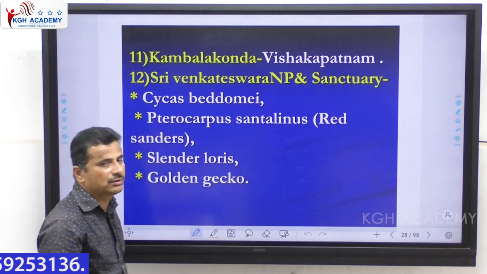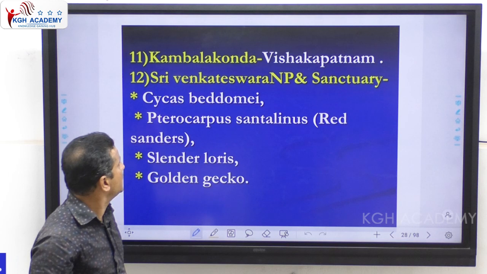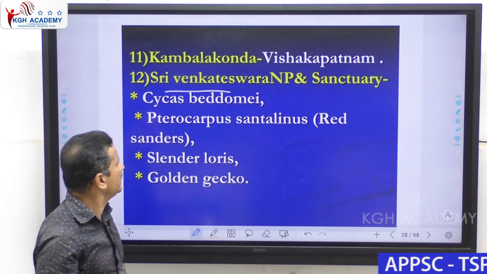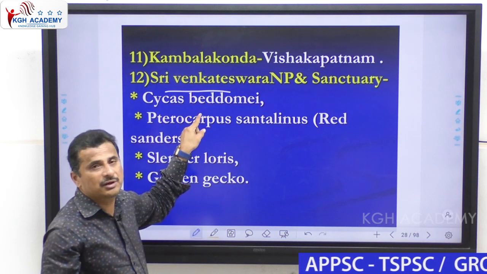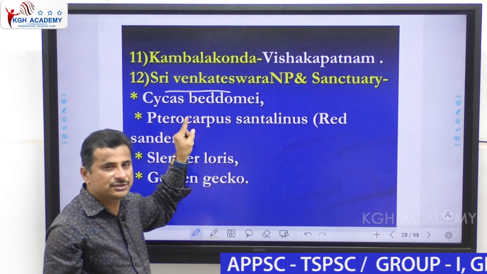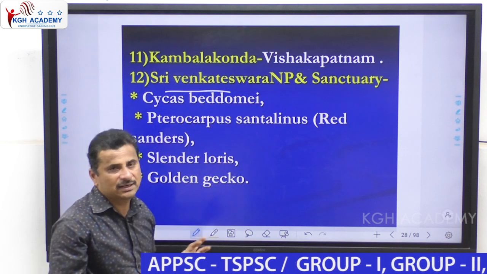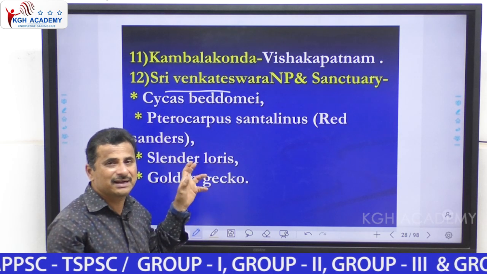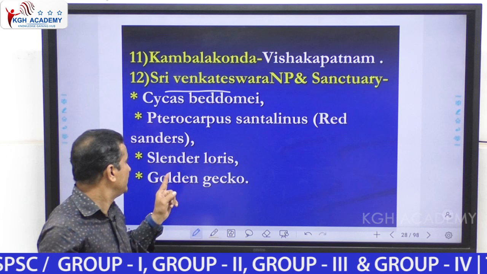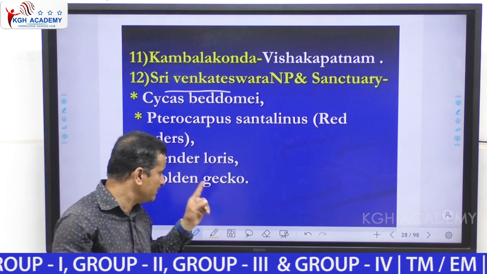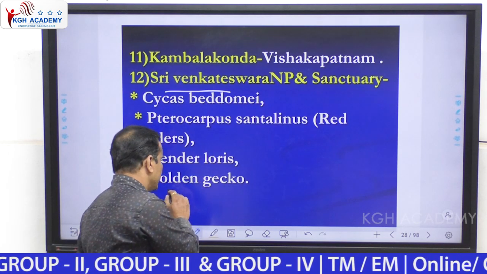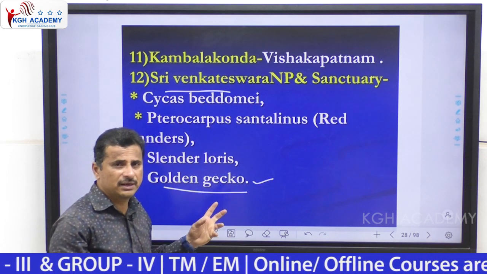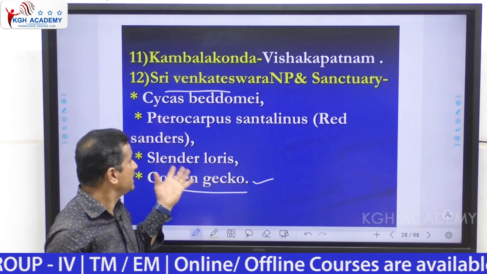And next, Kambalakonda Wildlife Sanctuary, present in Visakhapatnam. And next, Sri Venkateswara National Park and Sanctuary. Again, this is very famous for, as I have already explained, Cycas beddomei, a gymnosperm, and Pterocarpus santalinus, also called red sanders. Here is the one and only area where red sanders is present, and the slender loris, which is a type of monkey, and the golden gecko, a type of lizard. In Telugu it is called Bangaru Balli, Errachandanam, and next Cycas.